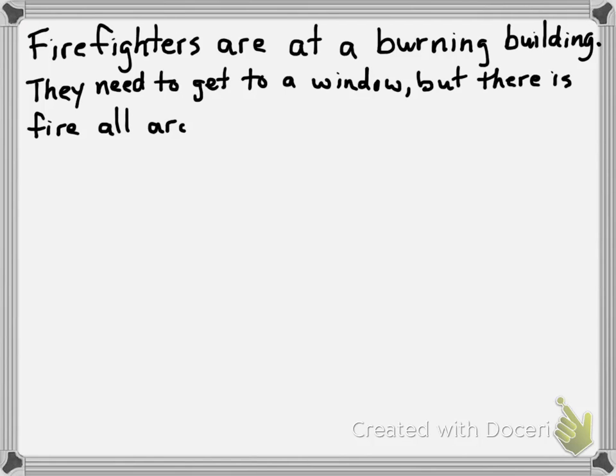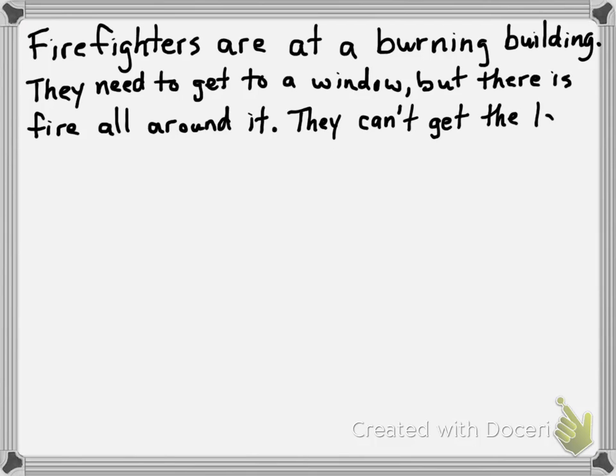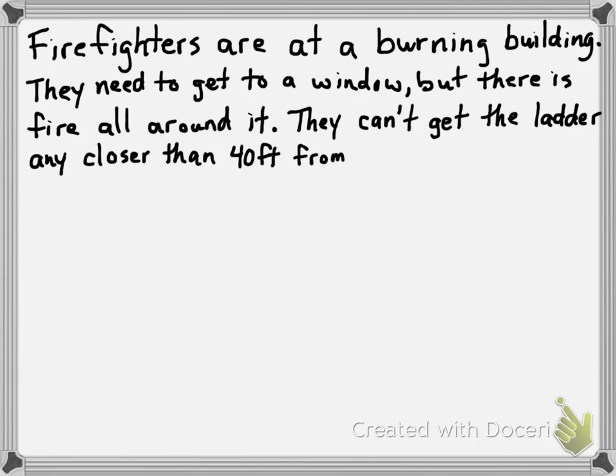Okay, but they also have another problem, is that they can't get the ladder closer than 40 feet away from the building because the flames are too big. Okay, so the ladder's got to be 40 feet away from the building, and the window is on the 3rd story. Okay, which means it's 30 feet off the ground.